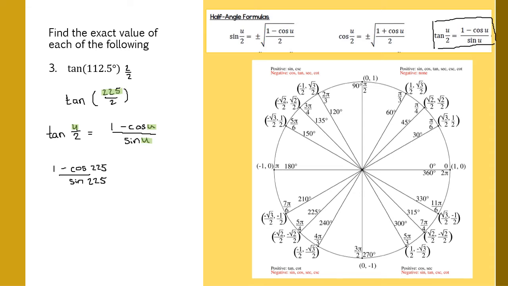So let's find 225 on the unit circle. It is right there. And then let's get to work. So 1 minus the cosine of 225. Cosine is the x-coordinate, negative root 2 over 2. So this becomes 1 minus negative root 2 over 2. And that's all divided by the sine of 225. The sine is the y-coordinate, which happens to be the same number, negative root 2 over 2.